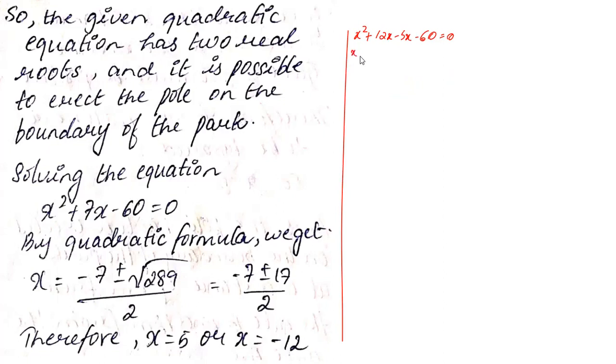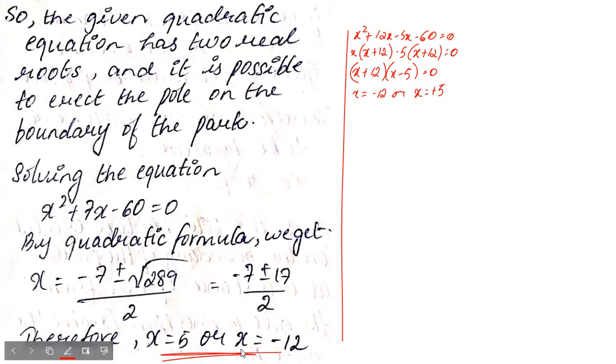Now you are grouping it. X times (x plus 12) minus 5 times (x plus 12) equals 0. X plus 12 into x minus 5 equals 0. So x is either equal to minus 12 or x is equal to plus 5. So yeah, by quadratic formula method also you are getting these two as the answer.